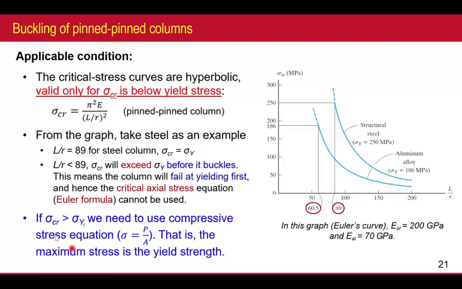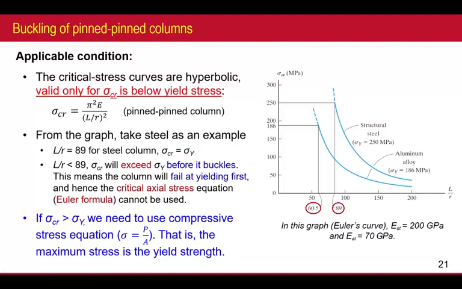So again, we must do this. If sigma CR is greater than sigma Y, we need to use the compressive stress equation, sigma equals P over A. Of course, sometimes we also need to consider the safety factor N. So the maximum stress is the yield strength, and sometimes we need to consider the safety factor.